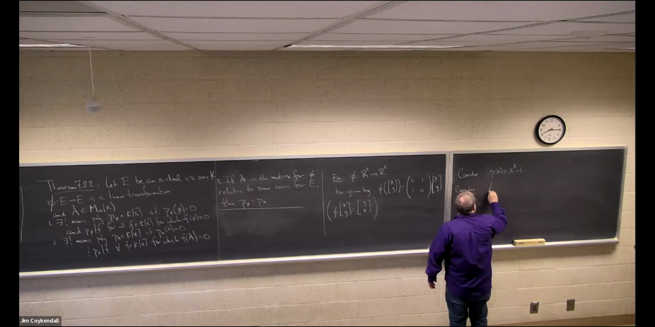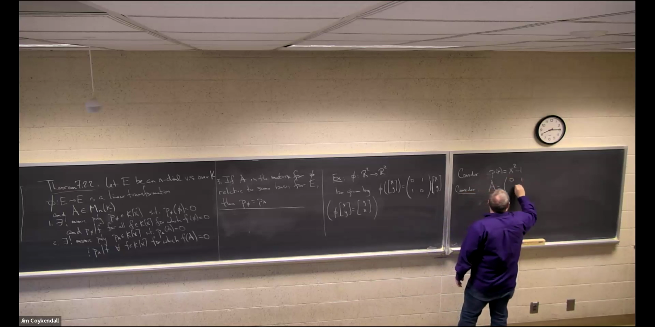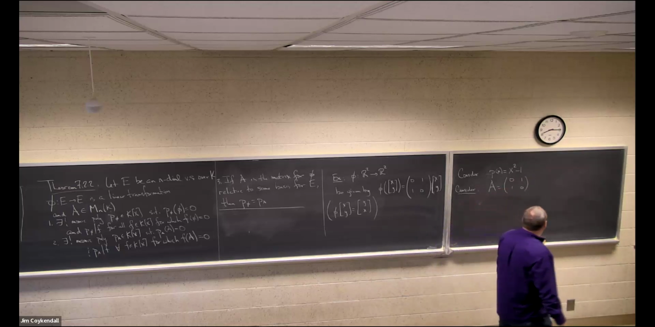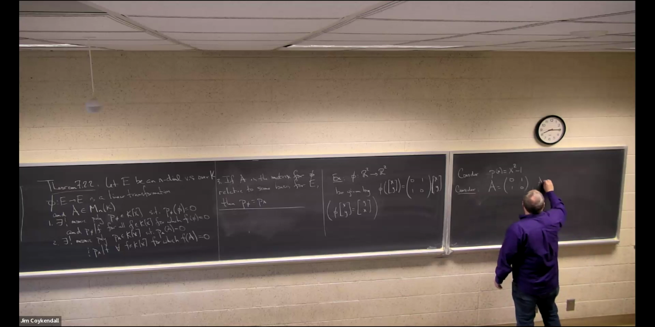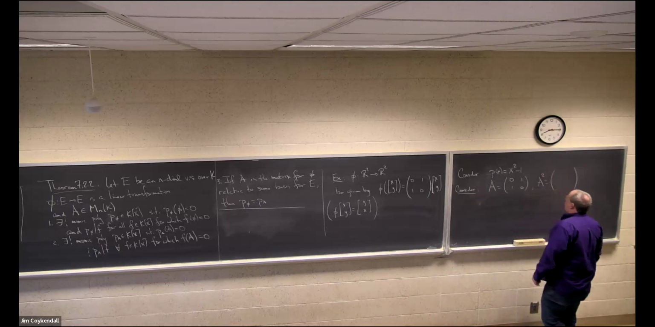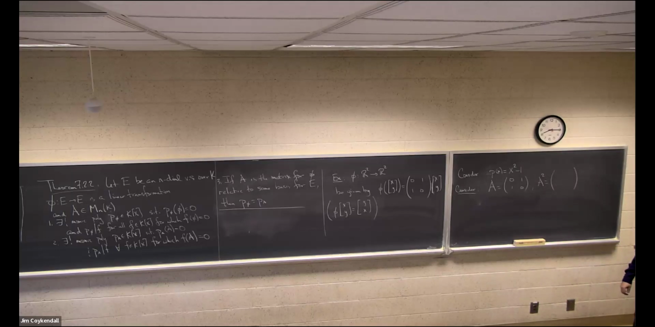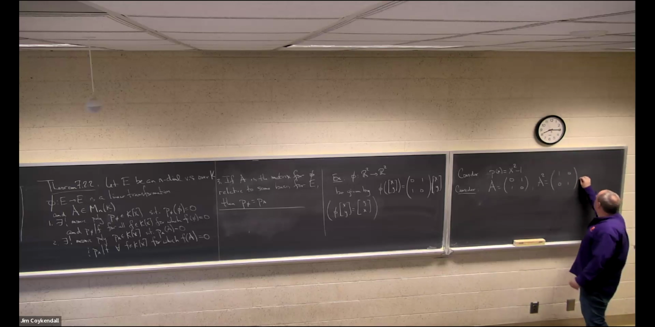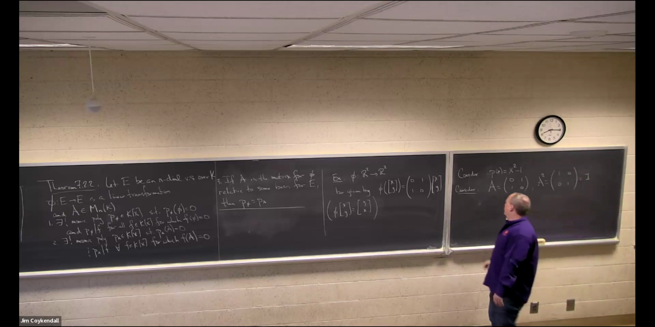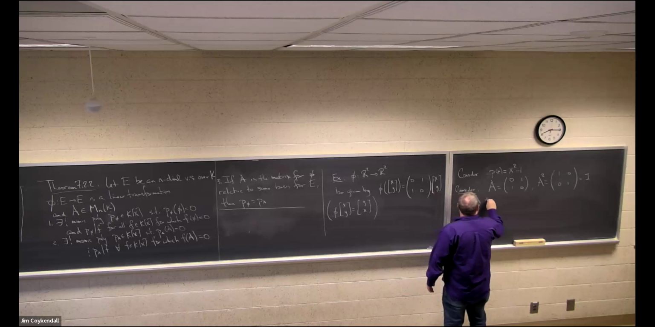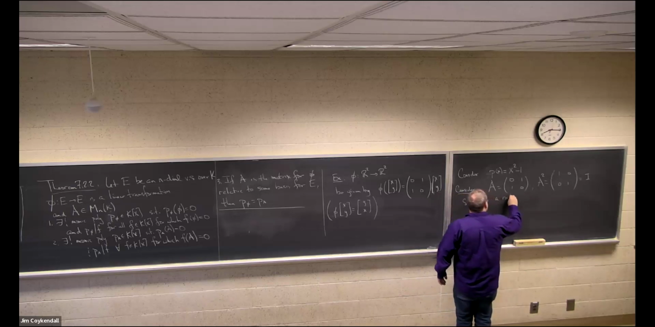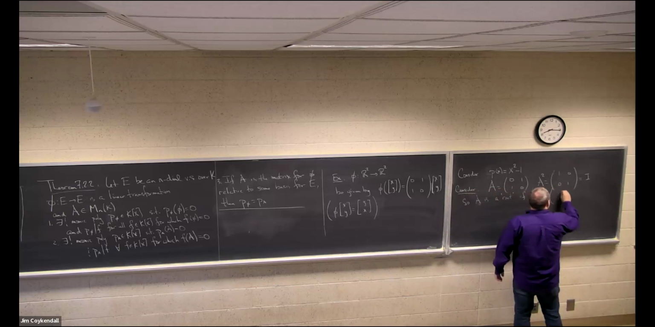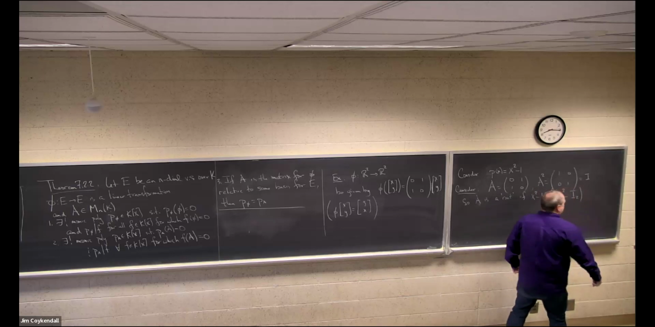Consider the matrix A to be 0, 1, 1, 0. What is A squared? It's the identity, right? So A is a root, or more properly, A squared minus the 2 by 2 identity is 0.